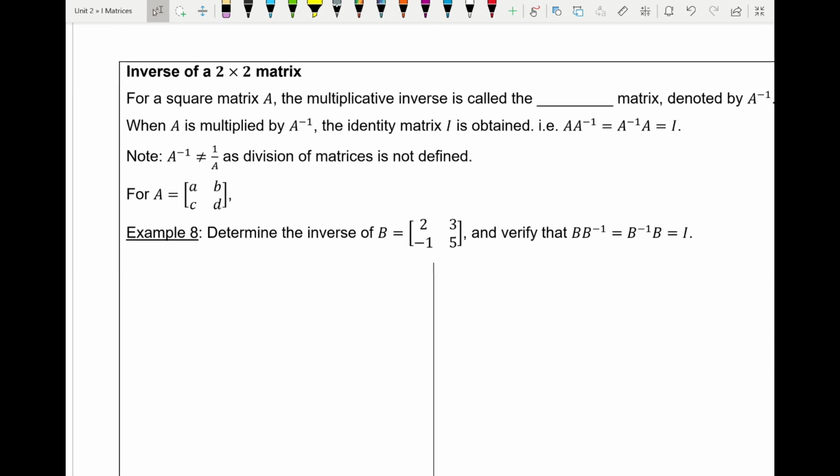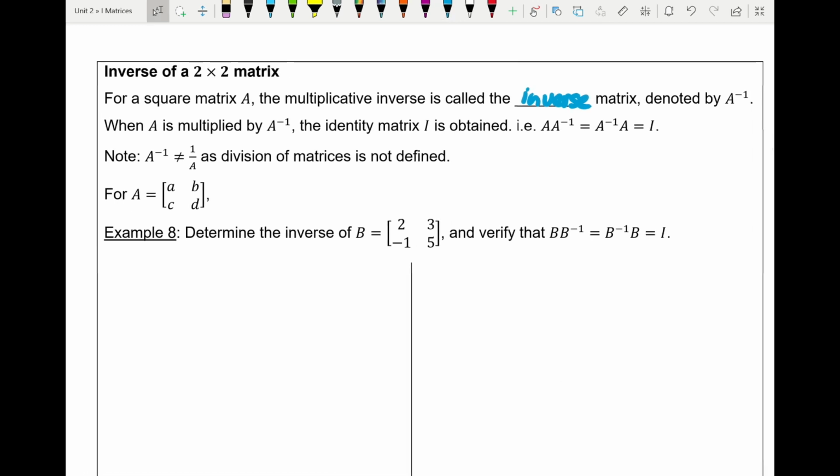So we can then use this determinant to find what's called the inverse of a 2 by 2 matrix. This is what I was just talking about before. For a square matrix A, the multiplicative inverse is called the inverse matrix, denoted by A to the negative 1. When A is multiplied by A to the negative 1, the identity matrix I is obtained, i.e. A A inverse is equal to A inverse A, which is equal to I. Now note, A inverse is not the same as 1 over A. Division of matrices is not defined. If we try to divide 1 by a matrix, it's not something that can be done.